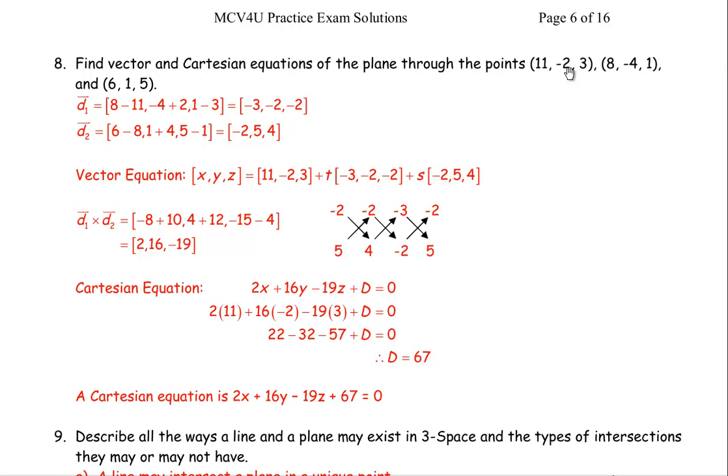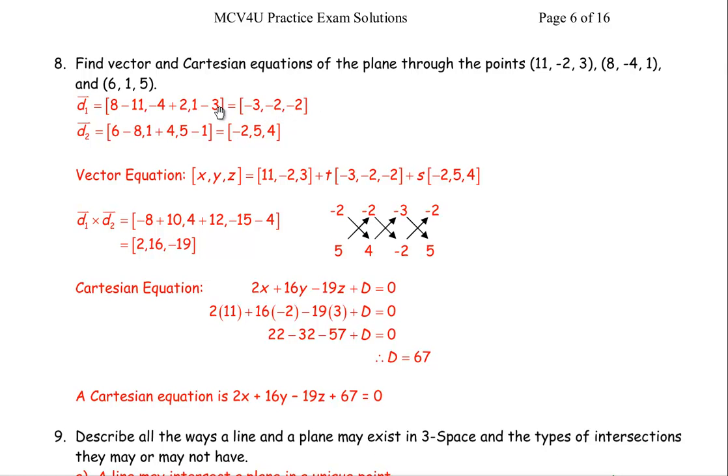So for example, I use these 2 to find my first direction. It's not really a direction vector. I called it D1, but it's a vector in the plane, parallel to the plane. So I went 8 minus 11, negative 4 minus negative 2, and 1 minus 3. And so negative 3, negative 2, negative 2 is a vector in the plane.